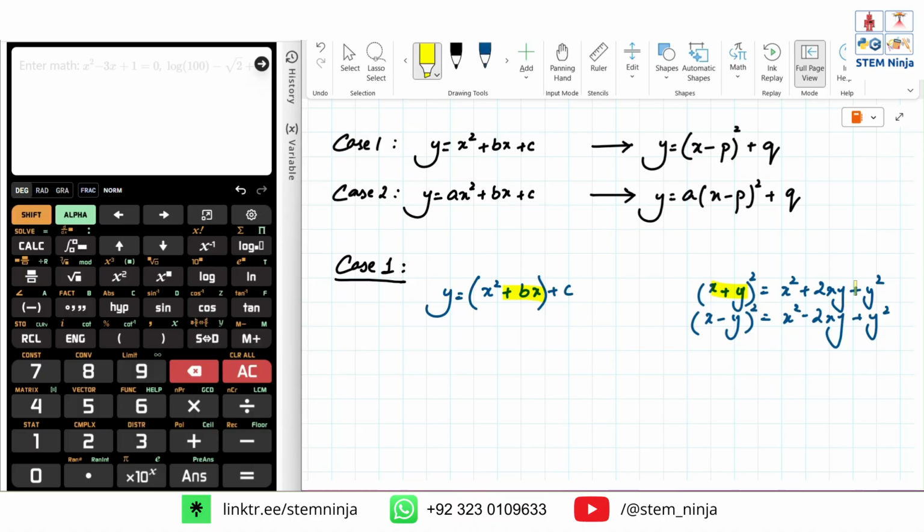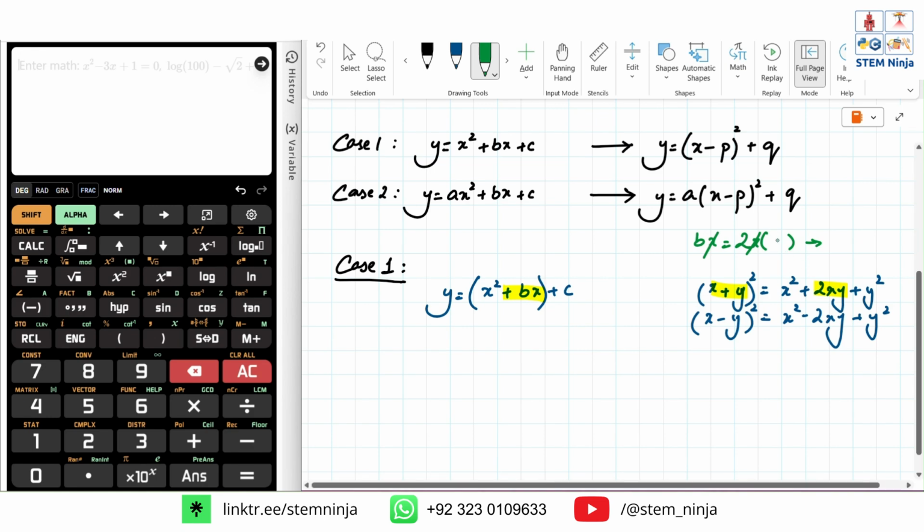And the middle term is 2xy. So your bx is actually 2xy, and for the third term, just disregard the x over here. So your third term, let's call it y for us. No, not y. Let's use some other variable. Let's use m over here. So the third term would be m equals b by 2.